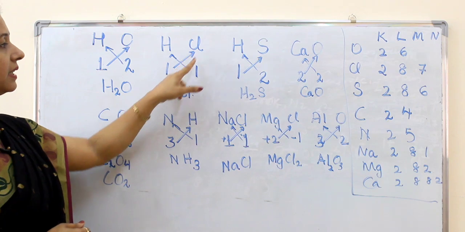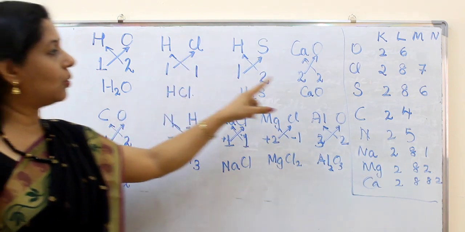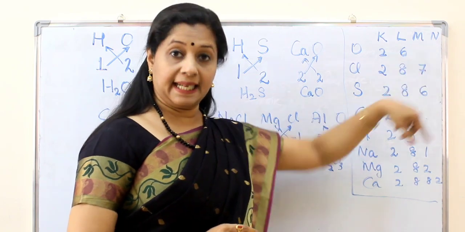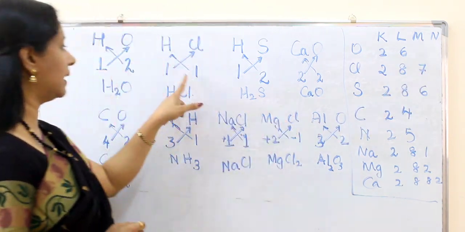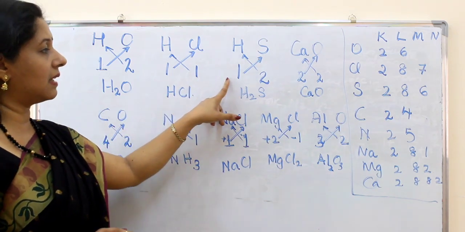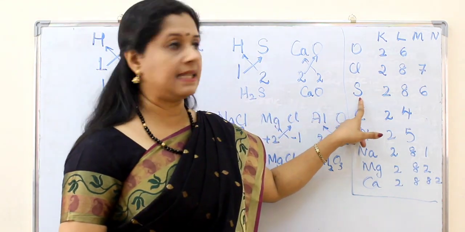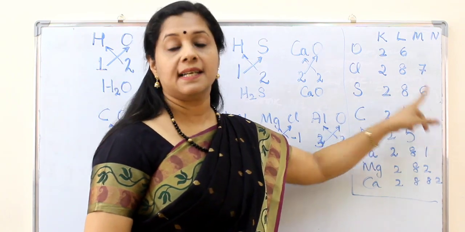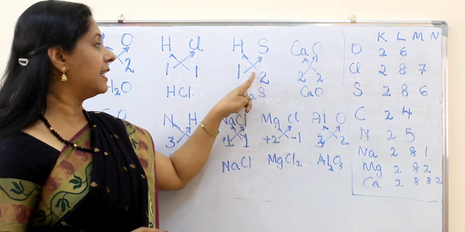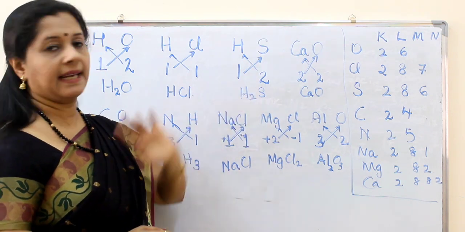The same way hydrogen chloride. Hydrogen is 1, chlorine is 17. 17 means what? 2, 8, 7. It will take 1. So valency is 1. So H1, Cl1, HCl. Now hydrogen sulfide. Sulfur is 16, 2, 8, 6. 6 means what? 2 more it requires. So 2 is the valency. So when we crisscross, H2S, yes, we get.